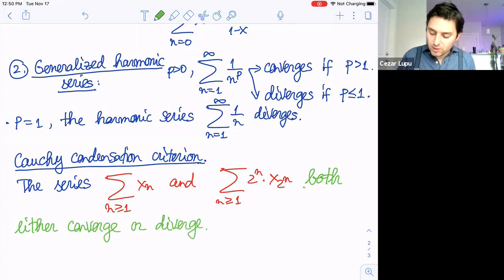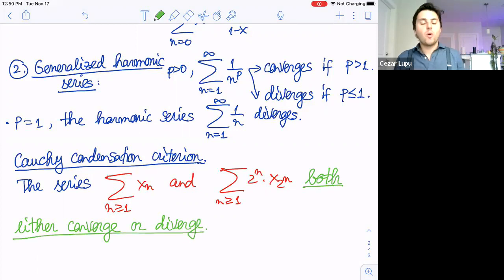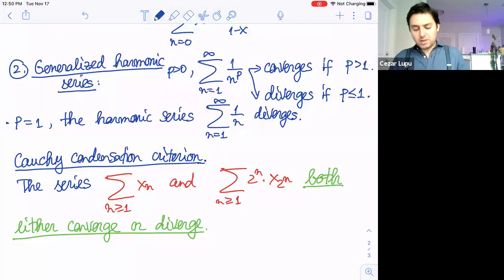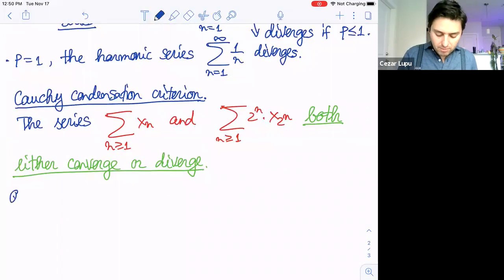So that's what you need to know, both of them. There is no way you can say that one of them will converge and the other one will diverge. No, that's not going to happen. So this is pretty amazing. Let me show you a quick application.